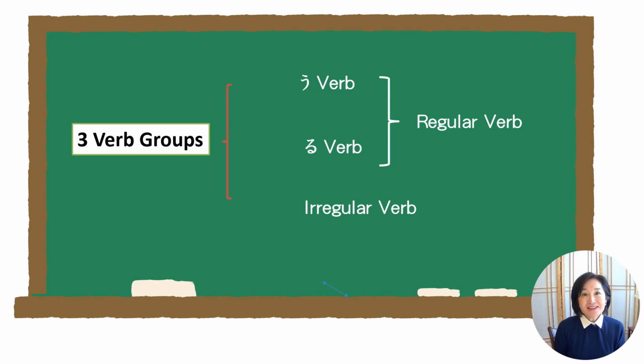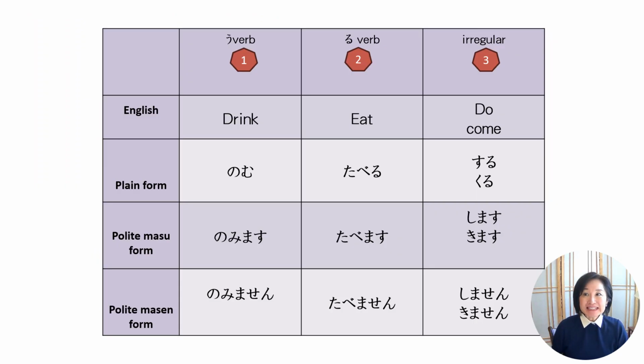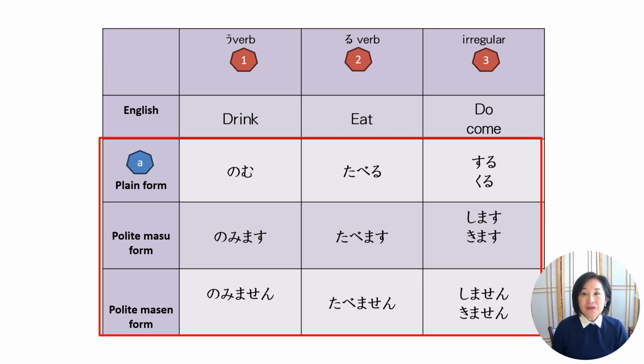In Japanese, there are 3 different verb groups: U verb, Ru verb, and irregular verbs, each of which conjugates differently to form polite forms. And this is a quick sneak peek at how they conjugate. Today's task will be to carry out the work in this particular area, where you convert dictionary form into polite affirmative form and polite negative form.